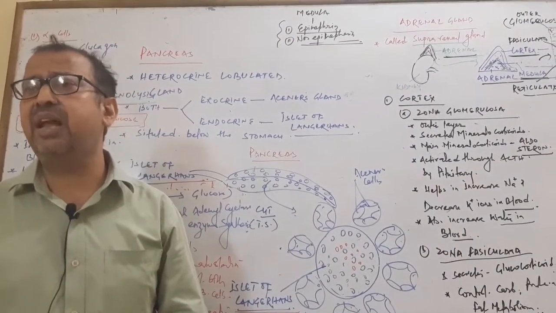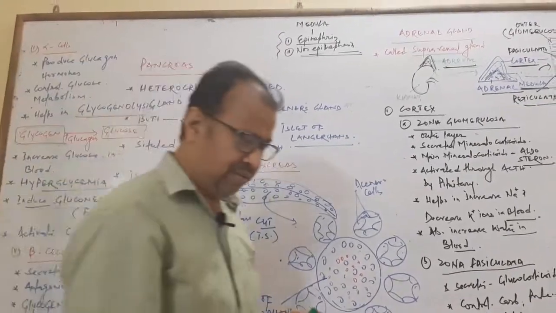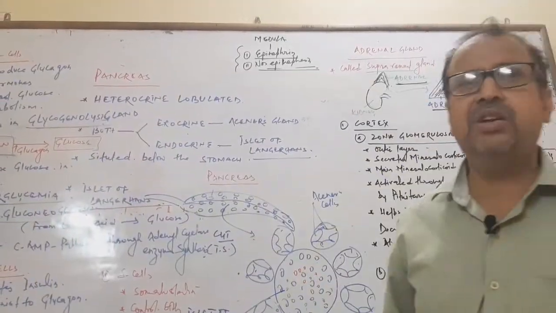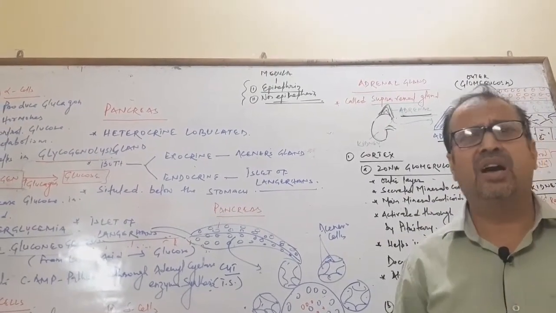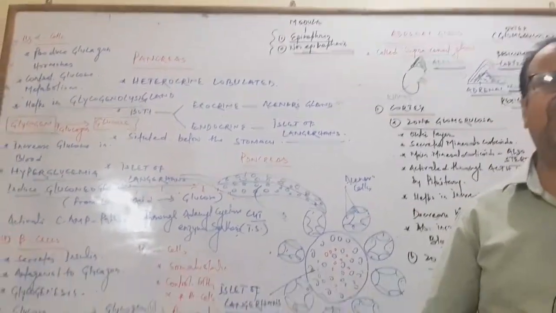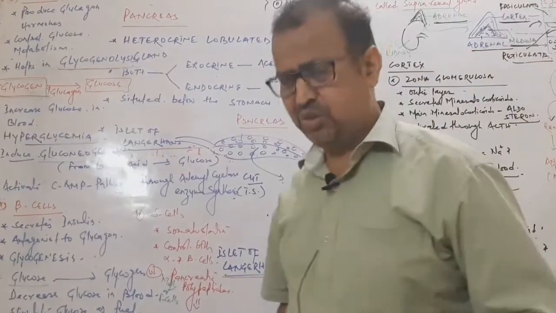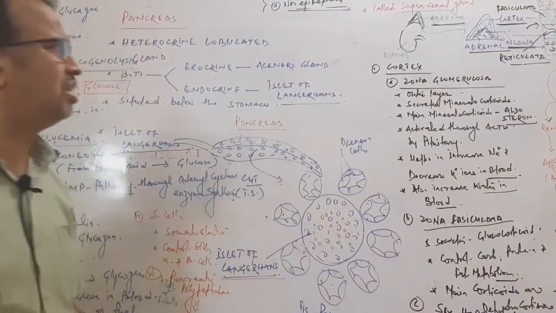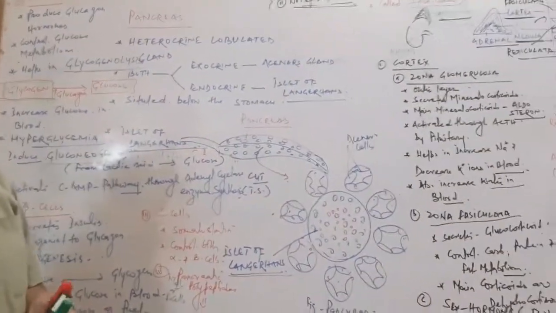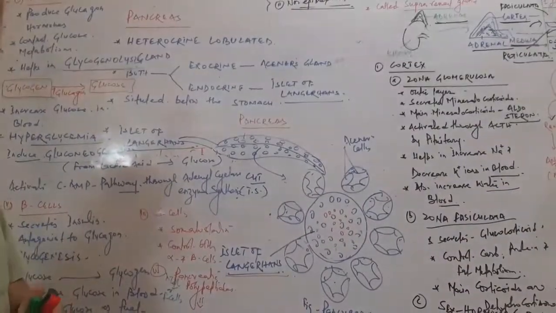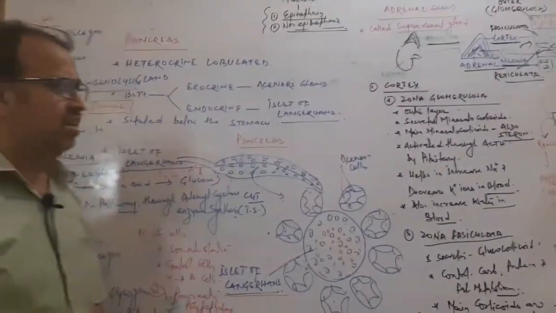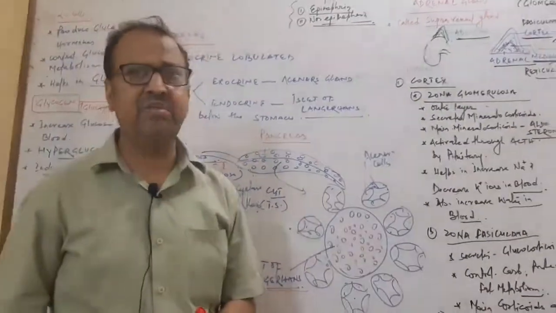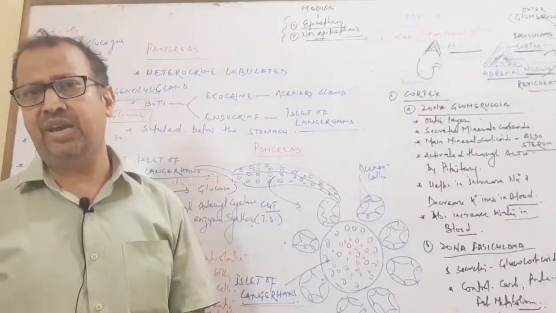It secretes melatonin and serotonin hormones. These hormones help in the day-night condition, the biological rhythm. So that is the pineal gland, and these are the glands of the endocrine system. That is all. Okay, thank you.